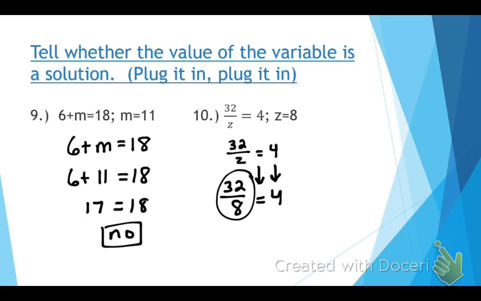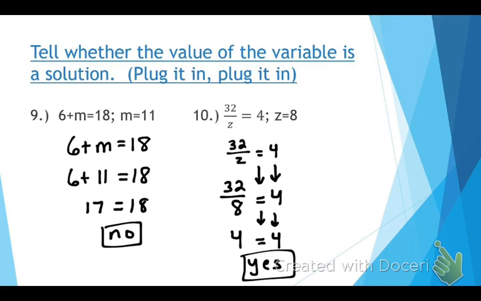What is 32 divided by 8, class? 4. Once again, you're still going to bring down your equal sign right here, bring down the 4 right there. Does 4 equal 4? Yes. So yes, that is a solution to that problem.